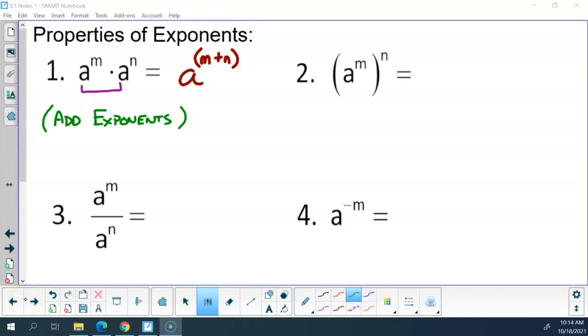When we have a power, the second one is called a power to a power, where I've got a base with an exponent on it, and then I'm taking that whole thing to another exponent. That's called a power to a power. And what happens here is we multiply the exponents.